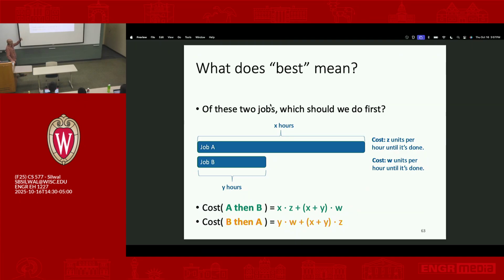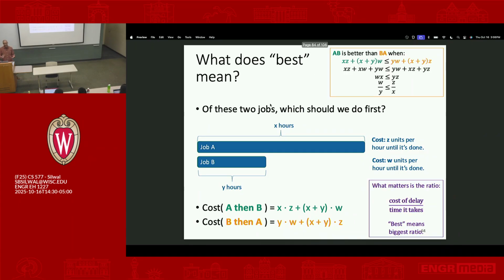Well, I just do some math. What is the cost of doing A and then B? If I do A, it's x times z until it's done. But then I haven't done B for x hours. So when I do B, I have to do x plus y times w, because for the first amount of time that I was doing A, I haven't touched B at all. And then the other choice is I can do B and then A, and then I get some other expression. So how do I know which one to pick?